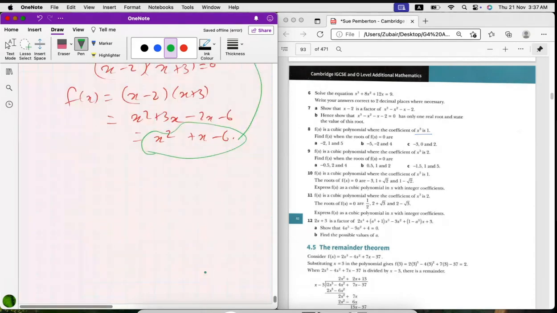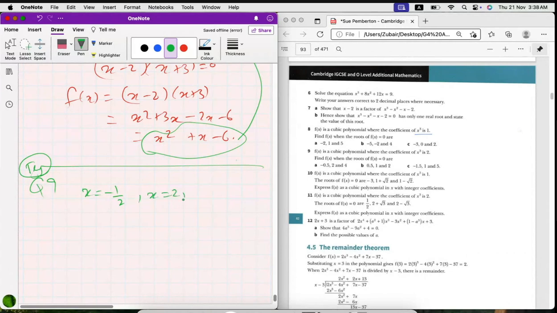And that's the same for all the questions. But for question 9, it says the coefficient of x cubed is 2. So that 2 is in front of x cubed. Let's try this. It says f of x is a polynomial where the coefficient of x cube is 2. Find f of x when the roots of f of x equal to 0 are x equals negative 1 by 2, and x equals 2 and x equals 4.